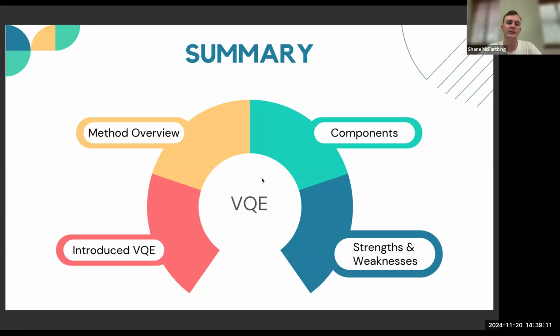And like I mentioned, next week, we'll take a look at some of the quantum methods and developments that have been done in order to try to avoid the weaknesses that VQE faces.